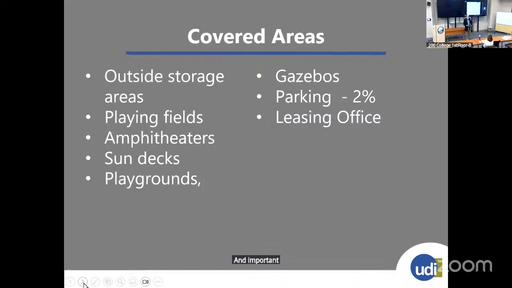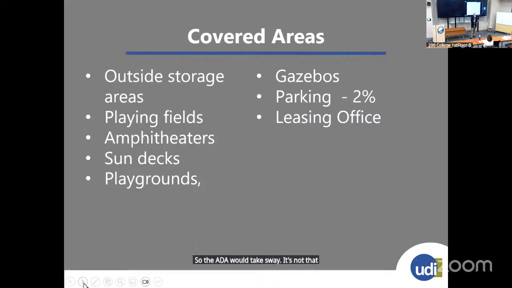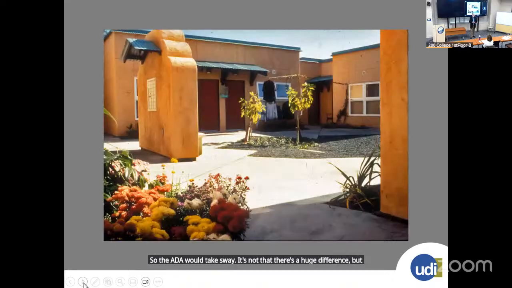And importantly, things like the leasing office. This is where on most projects, you'll have the ADA applying to a very few areas, the Fair Housing Act applying to most of the other areas. The leasing office is one of them because the public can get into that, has to get into that. So the ADA would take sway. It's not that there's a huge difference, but ADA's been updated more recently.